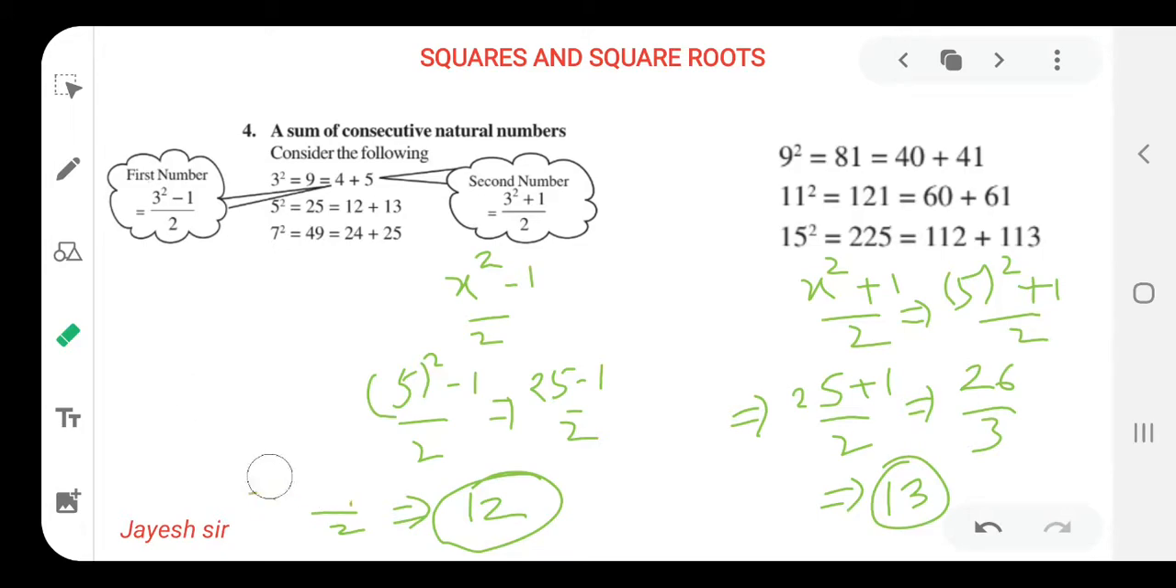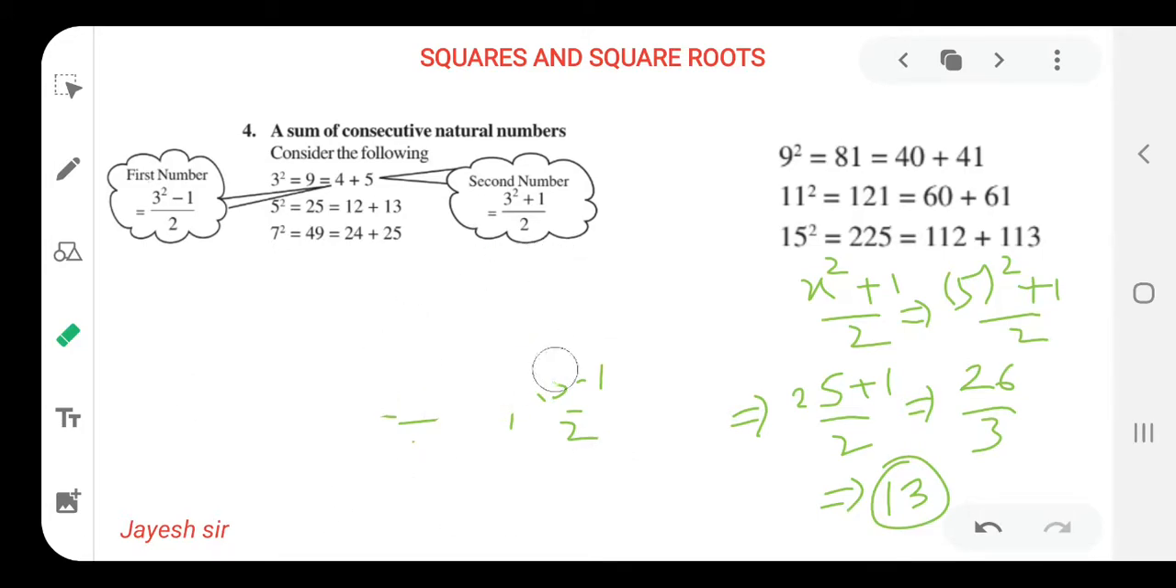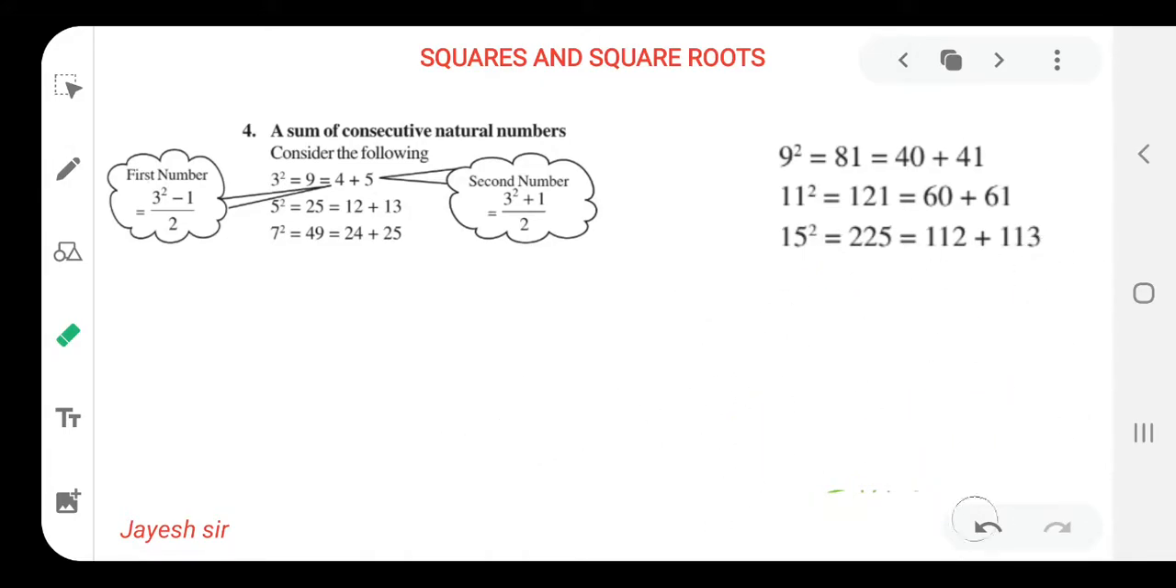You need to understand that this pattern is also followed, as we have learned three different patterns that were followed while finding squares. We just have to keep it in mind. Similarly, for 7 square, first we take (x square minus 1) by 2 so that we can find the first number, and then (x square plus 1) by 2.